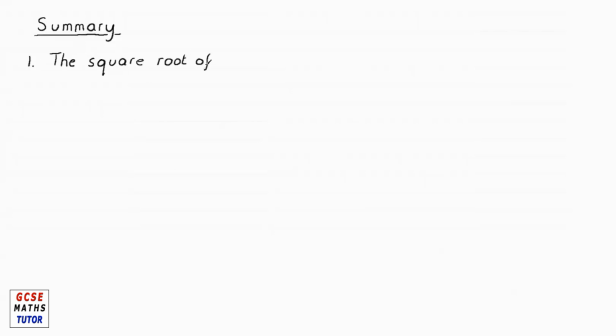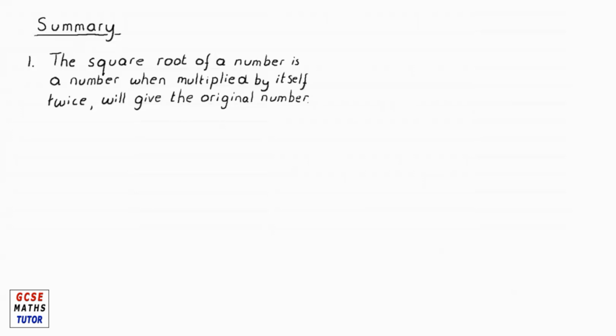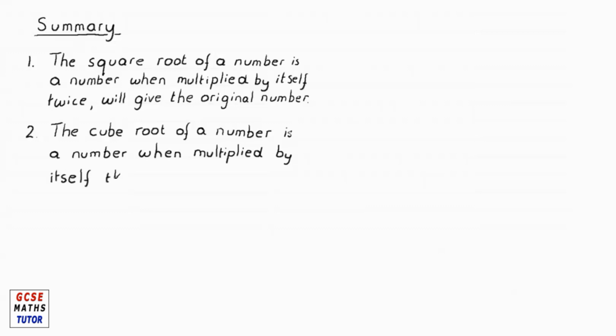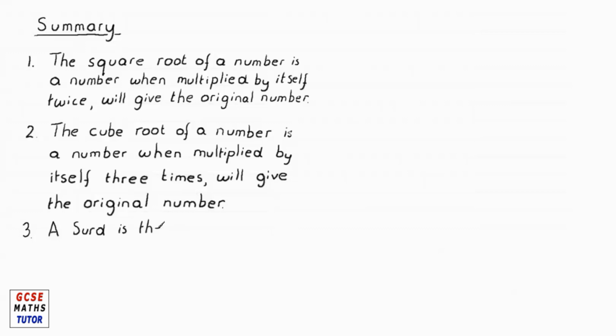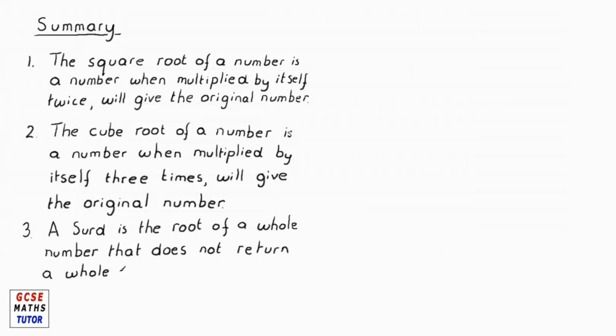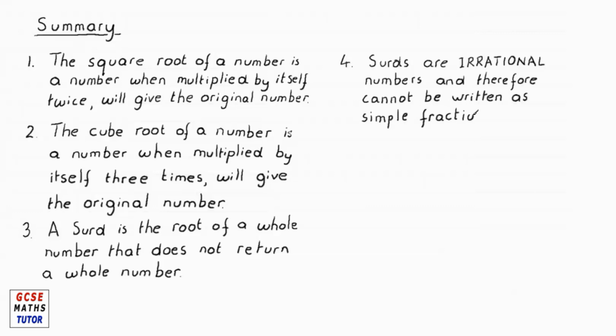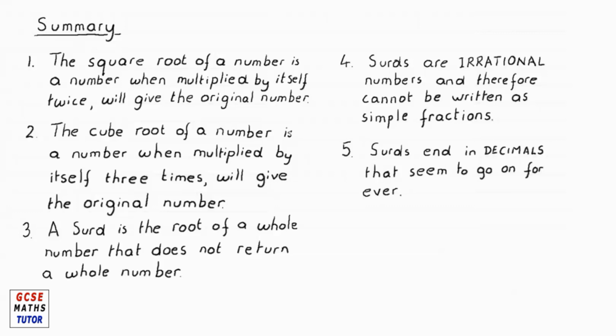The square root of a number is a number when multiplied by itself twice will give the original number. The cube root of a number is a number when multiplied by itself 3 times gives the original number. A surd is the root of a whole number that doesn't return a whole number. Surds are irrational numbers and therefore cannot be written as simple fractions. Surds end in decimals that seem to go on forever. Alas, this video is not going on forever.